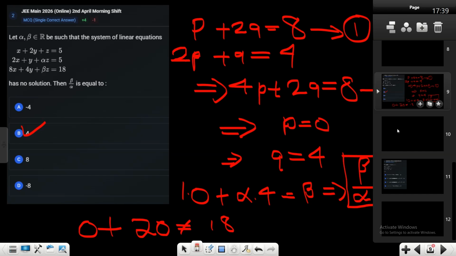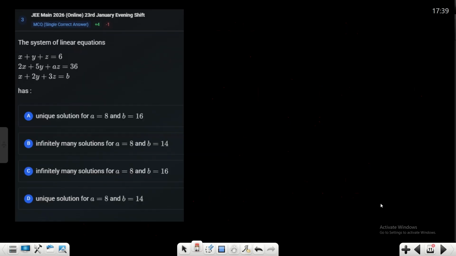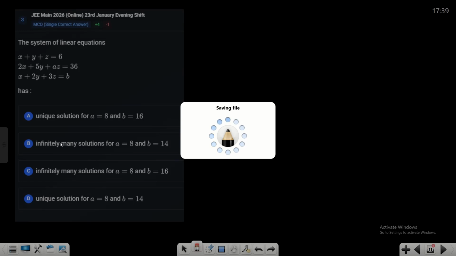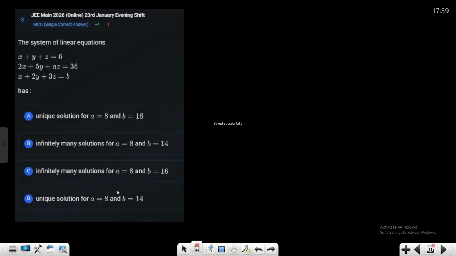Now let us have a PYQ which summarizes unique solution and infinitely many solutions. Okay, no solution. No, there is no option for no solution. Now let us discuss this last PYQ for this video. They are asking you to find out the value of a and b for what type of solution for the system. Now let us see.